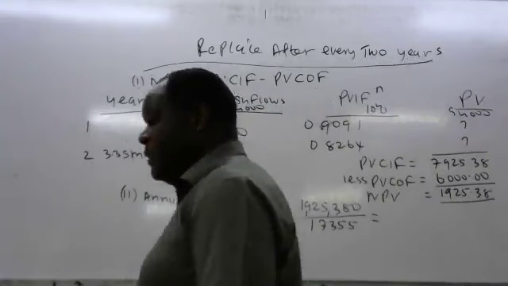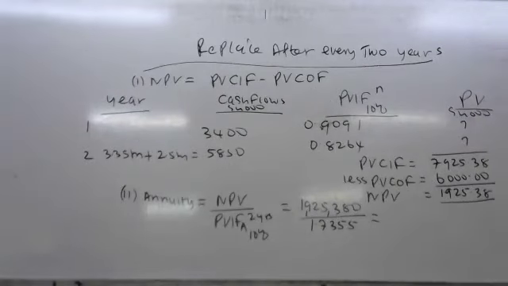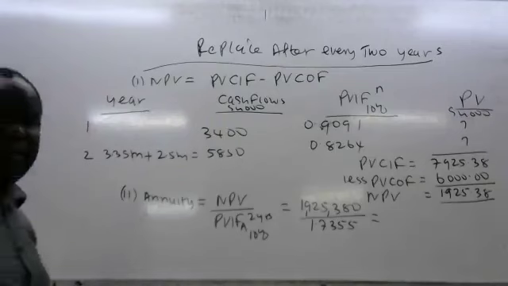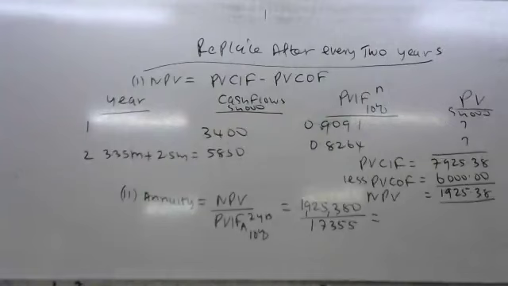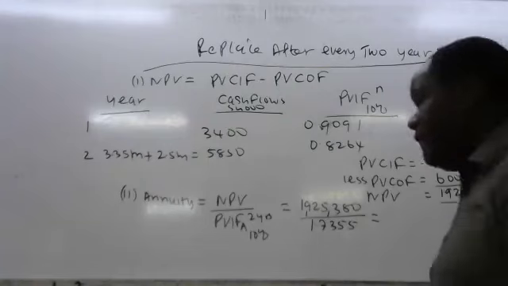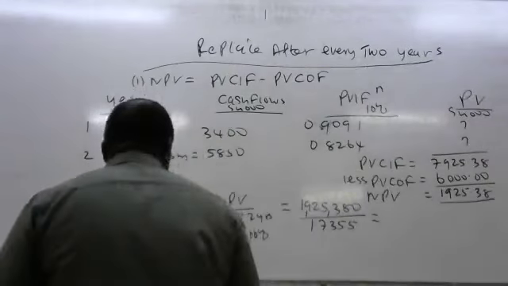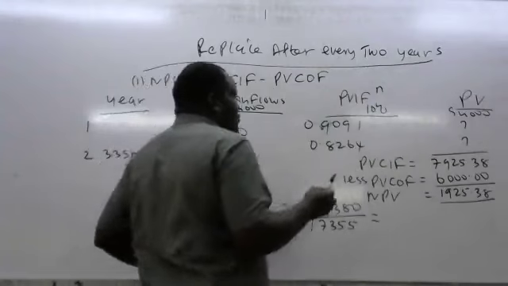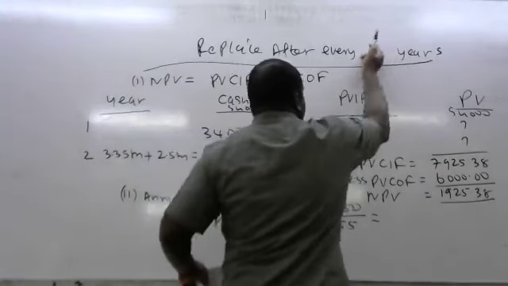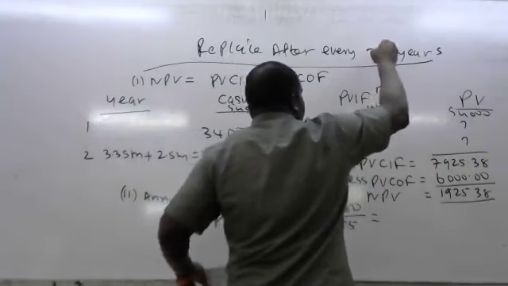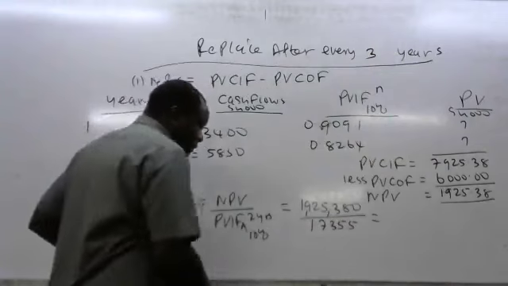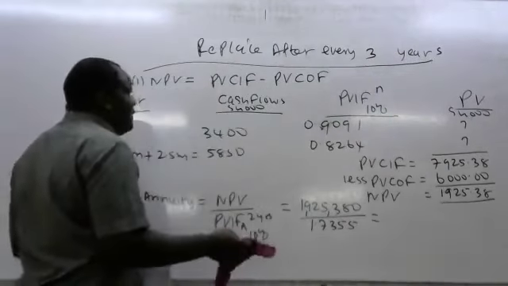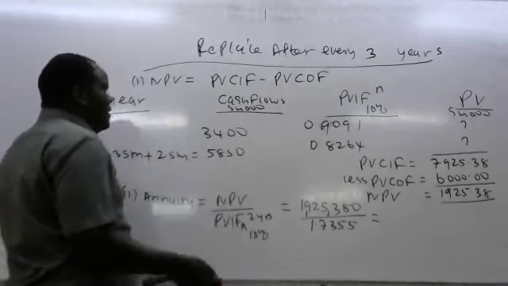355. That is now the annuity when we replace after every 2 years. So we now also check when we replace after every 3 years. Let us now repeat again. When we replace again after every 3 years, we start afresh.